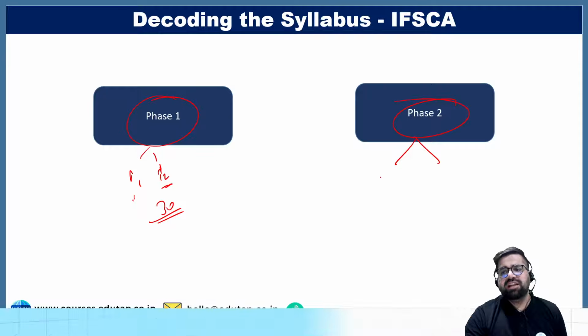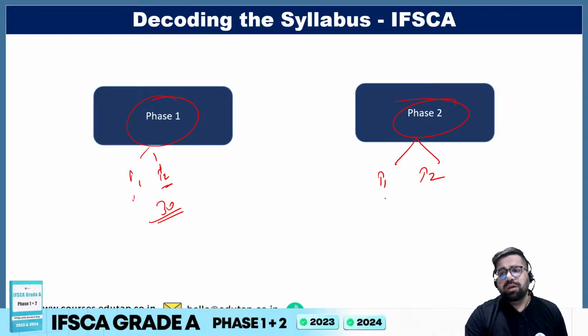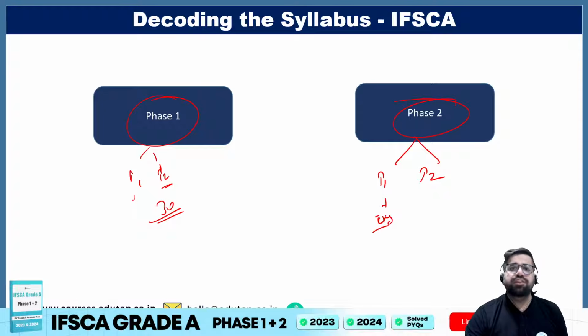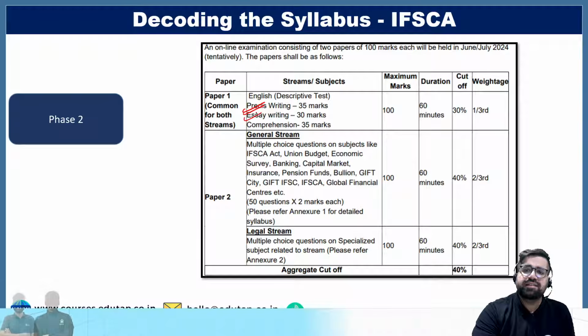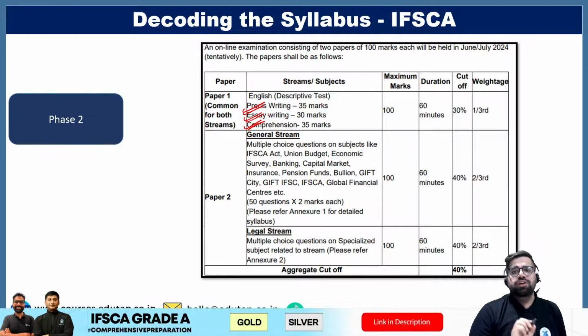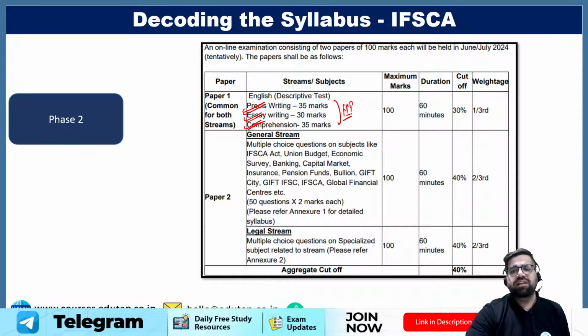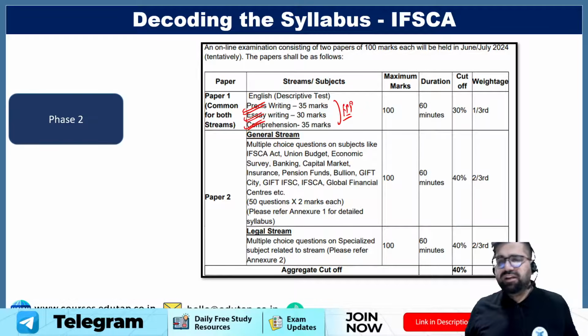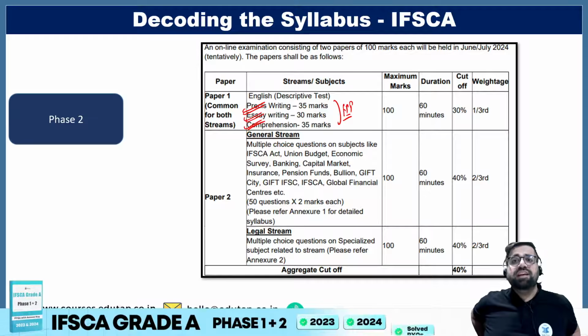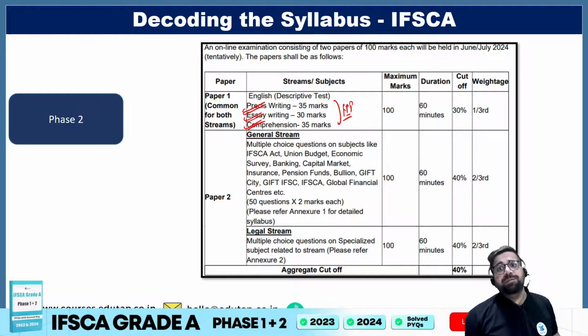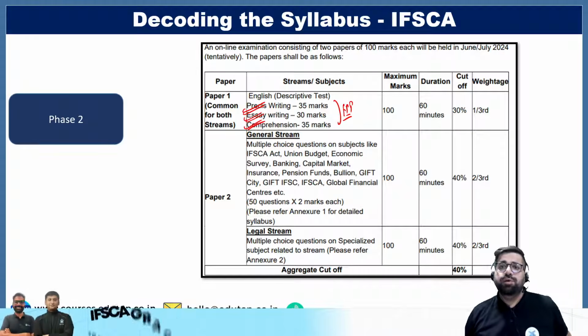In phase 2 again there are 2 papers, paper 1 and paper 2. Paper 1 is English descriptive, wherein you will get the topics of essay, RC and precis: precis writing, essay writing and reading comprehension. Over here, mind you, my friends, you have to just keep on practicing and practicing. You would have practiced essay earlier in your SEBI Grade A exam, your PFRDA Grade A exam and multiple other exams also. Right, so you can do essay writing.